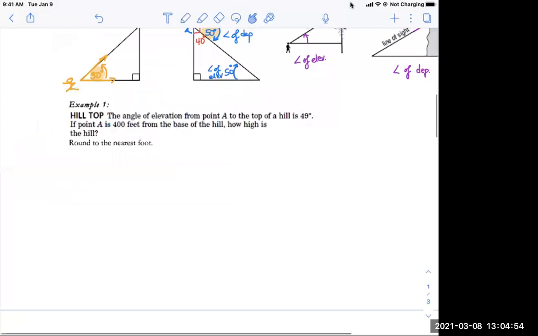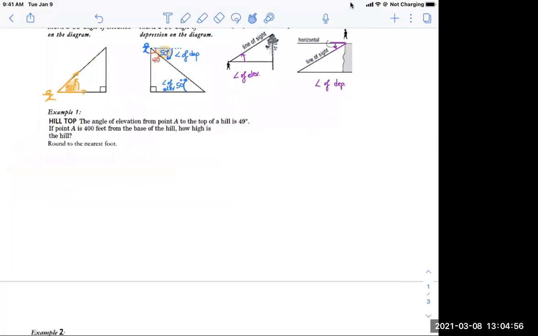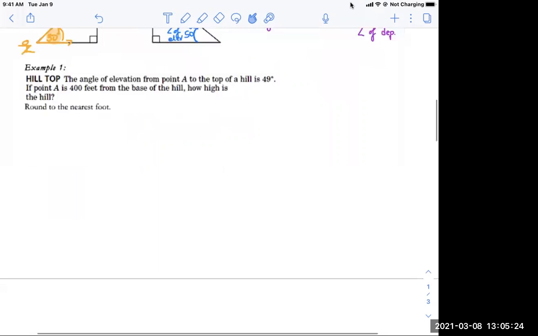Okay, so we've got 3 word problems here. Again, in these situations, we're going to assume that things that look like a horizontal and a vertical are going to be perpendicular. Sometimes in real life, buildings are not 100% vertical, right? Or trees are not 100% vertical, but we simplify things a little bit in order for the trig to make sense. So we just have to acknowledge that we're approximating through the whole situation here. The angle of elevation from point A to the top of the hill is 49 degrees.